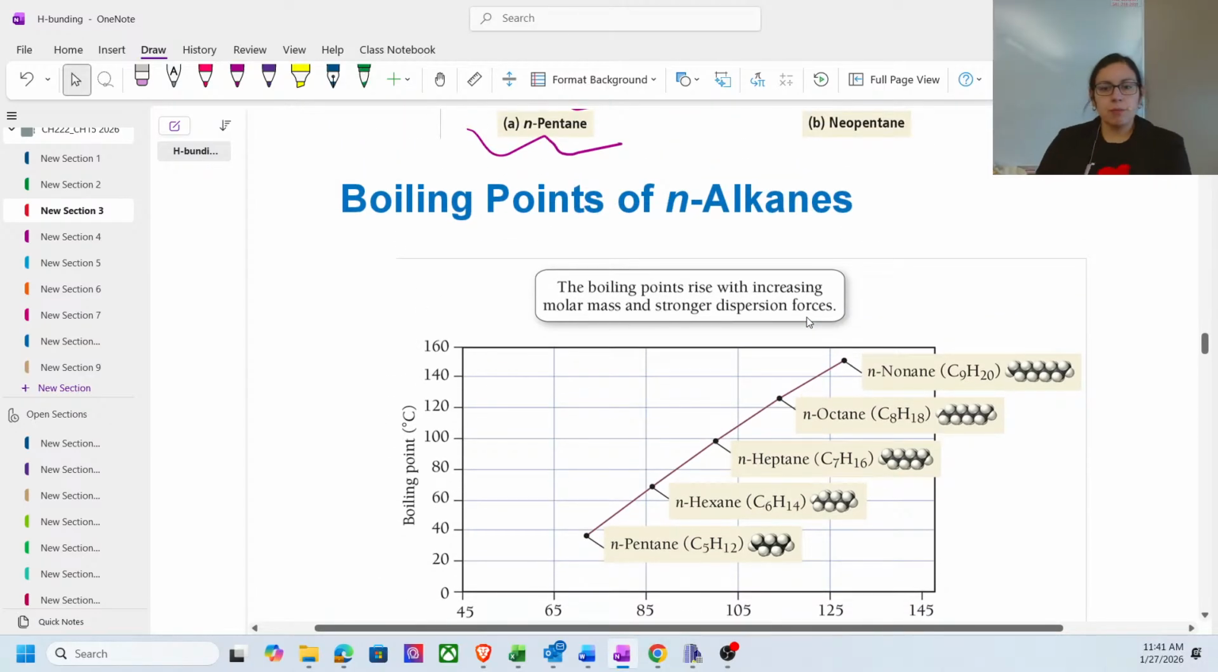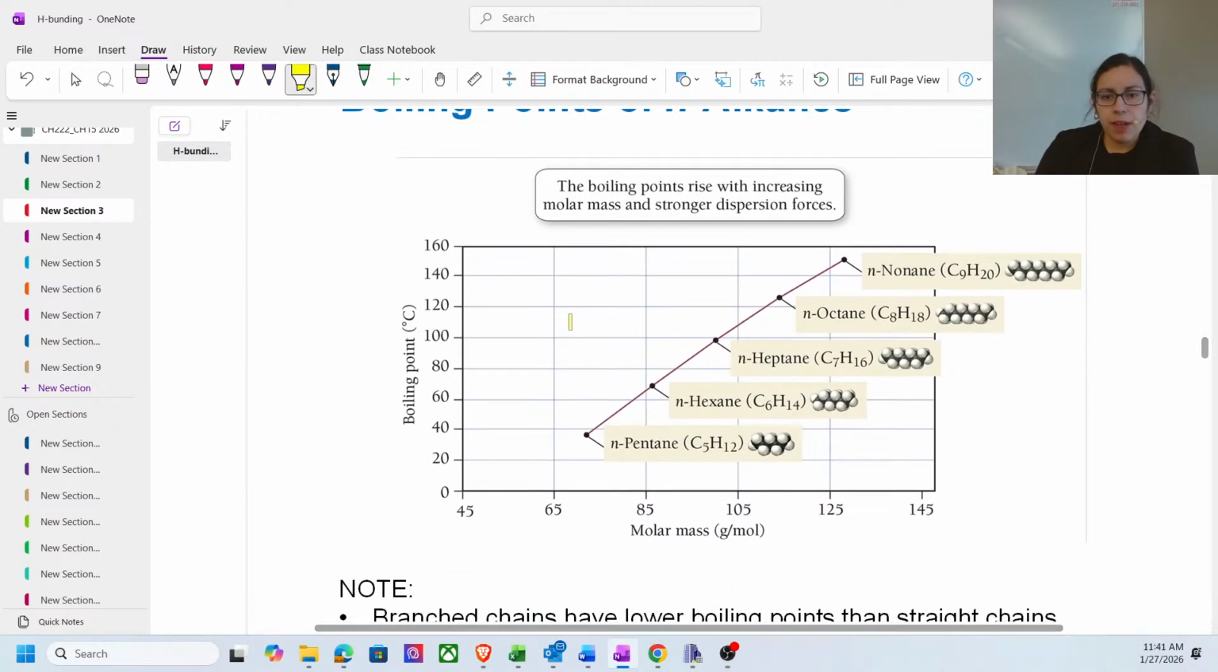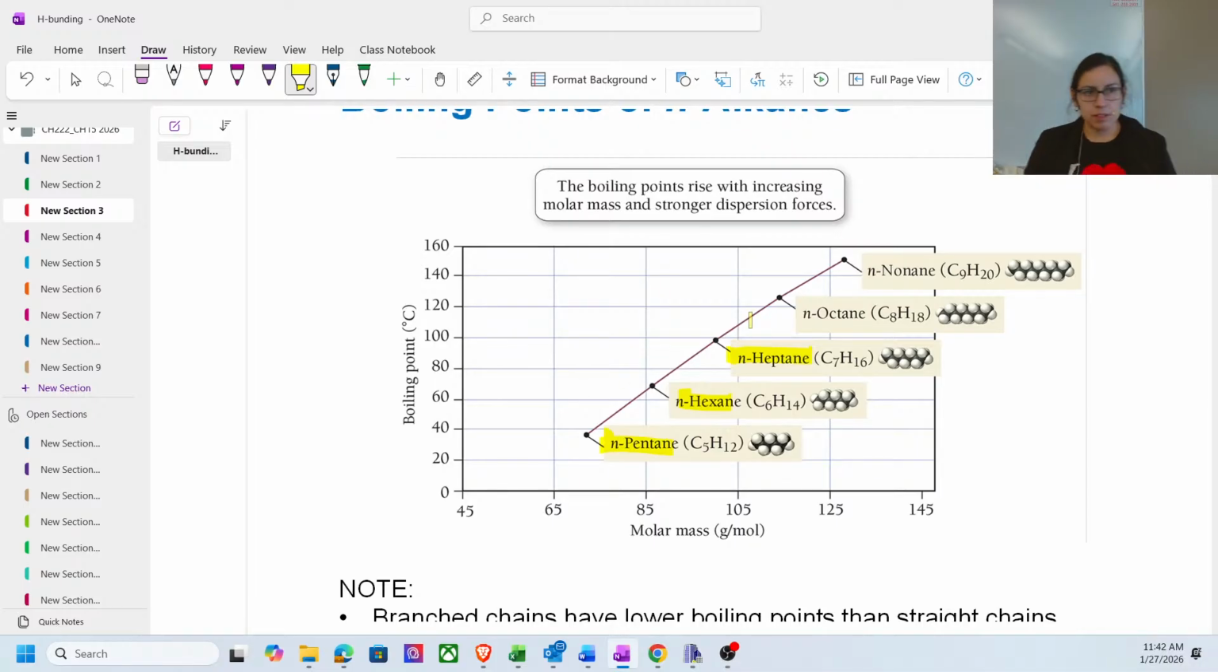And so with that, we can look at our boiling point of N-alkanes. These are all N, meaning straight chain. And so we can see our mass effect. As we increase our molecular weight with our increase in carbons, that increases our boiling point. Pretty straightforward.